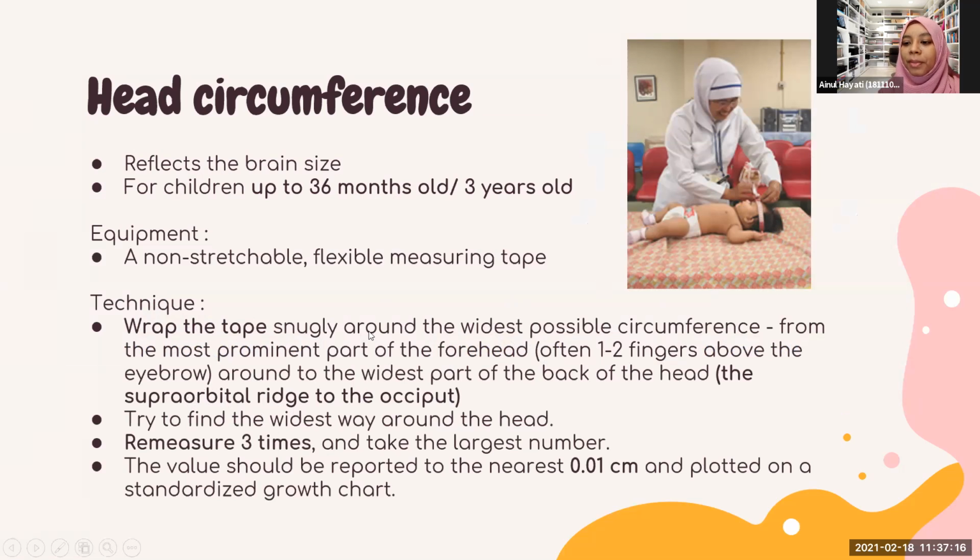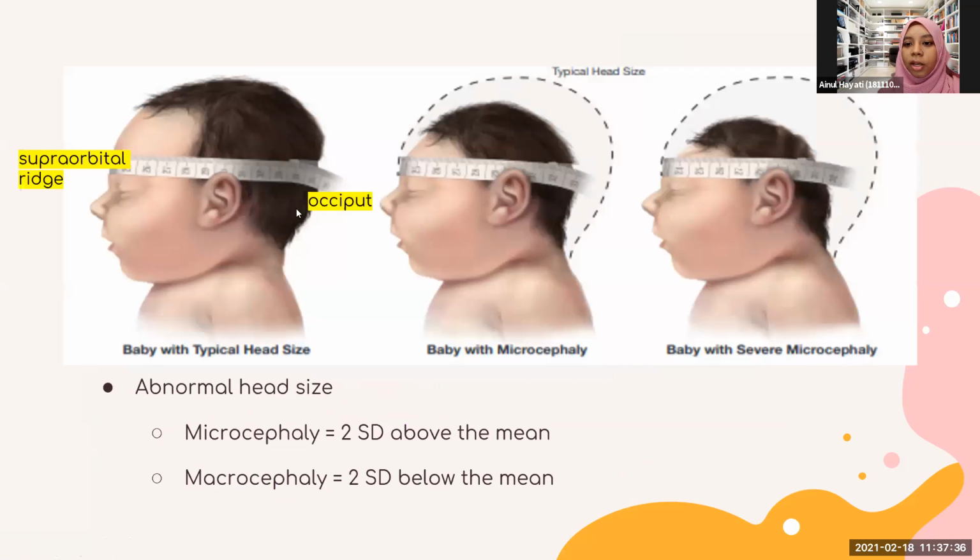Okay. So if possible, we remeasure the OFC 3 times and take the largest number and report it to the nearest 0.1 centimeter, and we plot it on the standardized growth chart. Okay, so this is the typical head size of a baby.